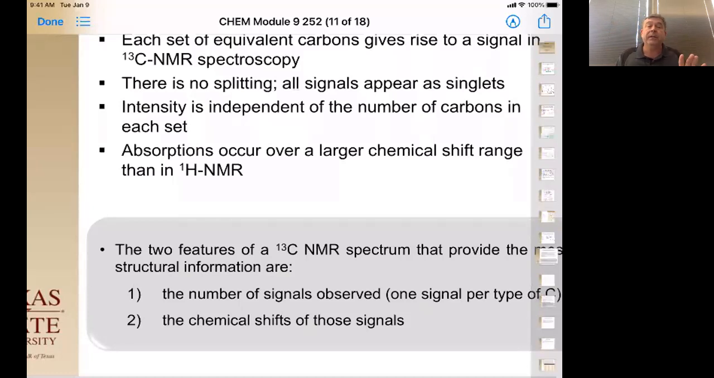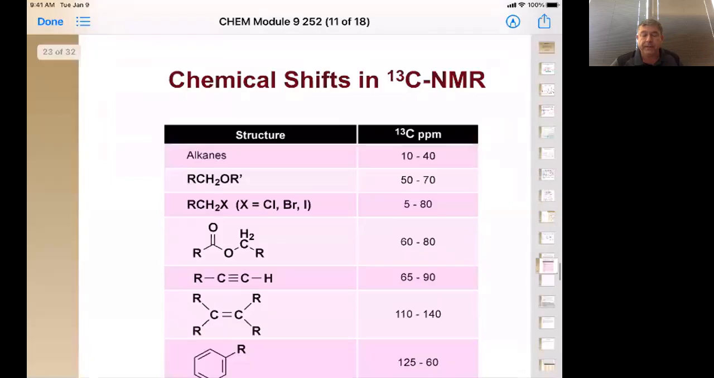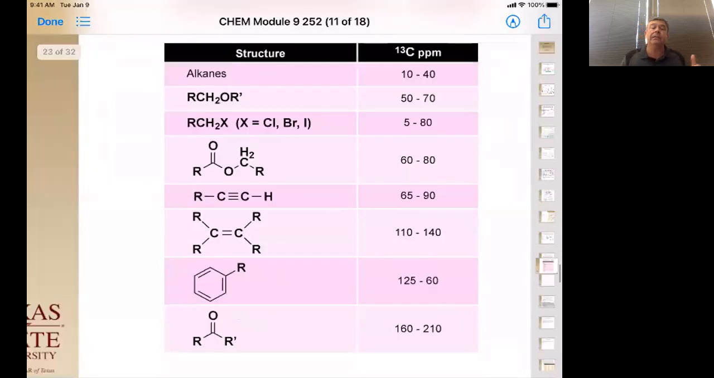We didn't see carbonyls in proton NMR because there were no hydrogens on them unless it was an aldehyde. Here we see carboxylic acids, carboxylic acid esters, and aldehydes and ketones. And they're going to be shifted the furthest, starting at about 160, going all the way up to 210. Okay, so let's talk about the chemical shifts. So just like before, alkanes are the lowest set, closest to zero, okay? And then as you add electronegative atoms to them, they get shifted higher.